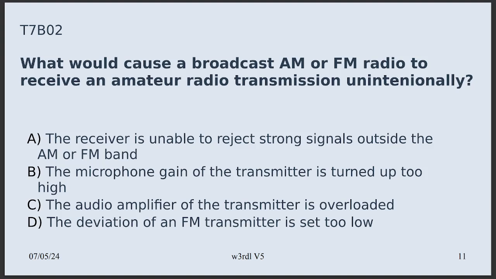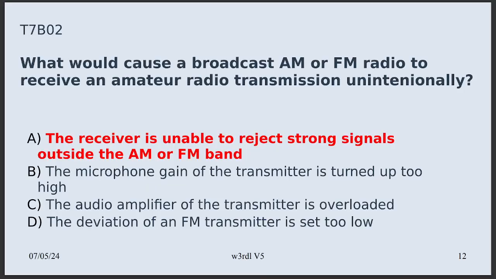The receiver is unable to reject strong signals outside the microphone gain. I would guess that it doesn't have anything to do with microphone gain. Audio amp of the transmitter is overloaded. Deviation of FM transmitter is set too high. We said A. Okay, receiver is unable to reject strong signals.